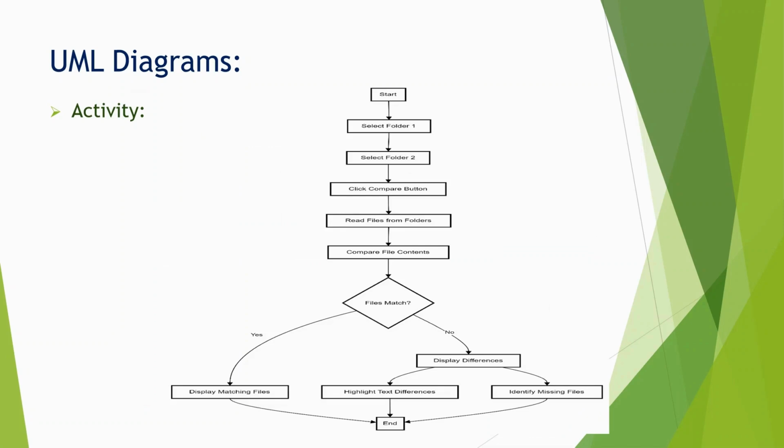Activity diagram is a behavioral diagram used in the UML to illustrate the dynamic characteristics, a version of the flowchart that shows the activity flow from one activity to another. Example: start, select folder 1 and also select folder 2, click the compare button, read the files from the folders and compare the file content. The decision is taken whether the file is matched or not matched. If yes, display the file matches and end. If no, display the differences, identify the missing files, highlight the differences, and terminate.